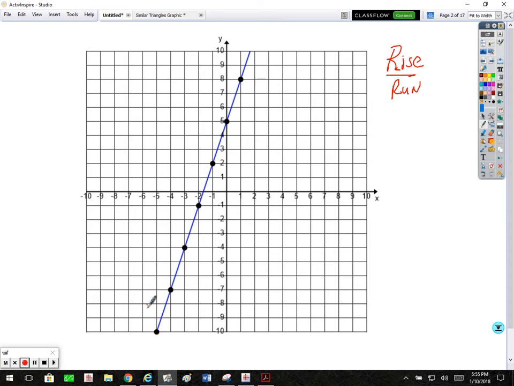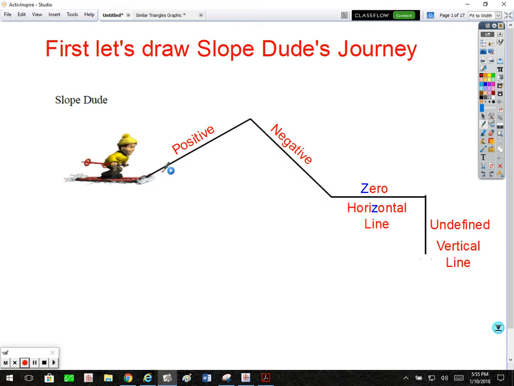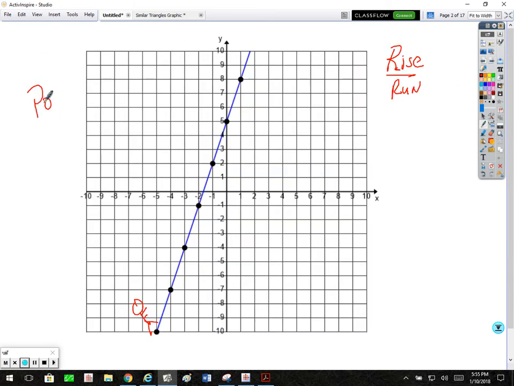Before I get started, if I draw Slope Dude here and use him to determine his journey, he's going uphill, so it's a positive slope. So we know my answer should be something positive. We just have to determine the rise and the run. If I start at this lowest point and count up, it's 1, 2, 3. So my rise is 3 and my run is 1.